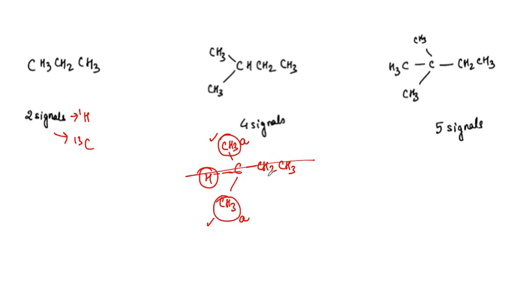However, the CH2, these two protons are different from these. So let's just write A, B, C and D. So we are having 4 different signals for the proton. How many for the carbon?